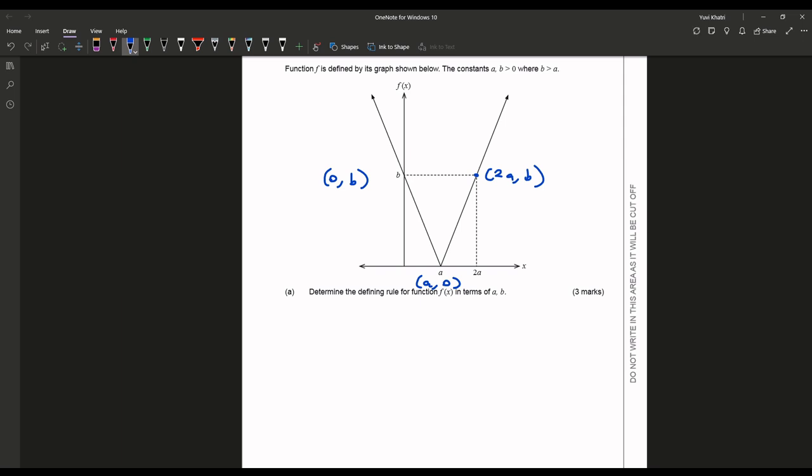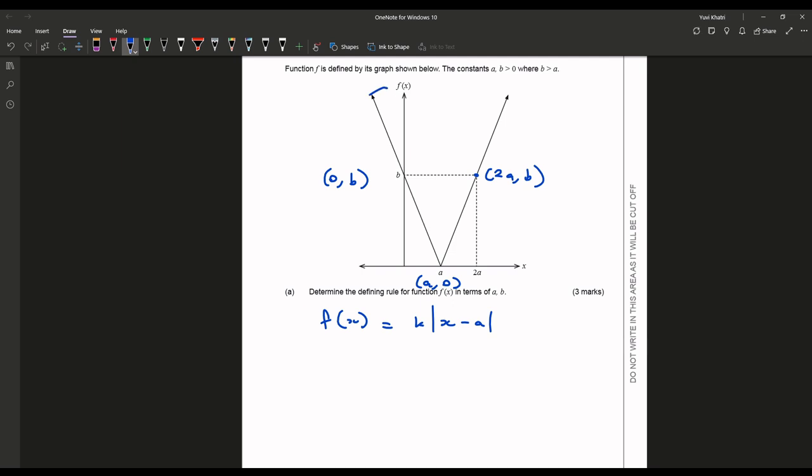So first of all, we know that it's moved right by a. It's obviously an absolute value function, so it's going to be something multiplied by x minus a. And it hasn't moved up or down at all. It's just stayed on the x-axis, so there's not going to be anything here. So this is our function so far. And we need to find k in terms of a and b.